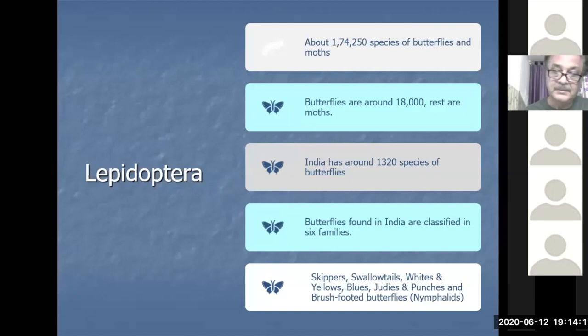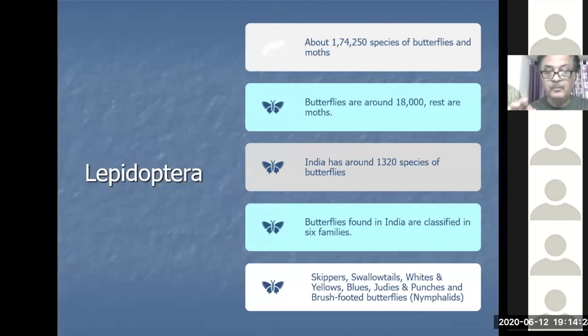And biologists have classified butterflies into six groups. There are swallowtails, skippers, then there are whites and yellows. And then blues, very tiny blues, small little fingernails. Most of them are blues, not all of them. And there is another group called Judies and Punches, the Plum Judy. And then there is another big group called brush-footed butterflies. So let's first get introduced to these different groups, and then we'll proceed further.